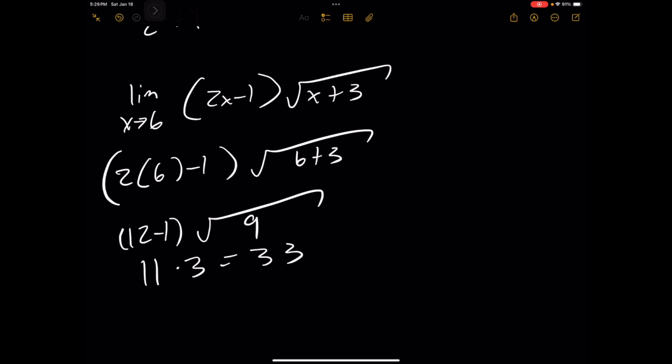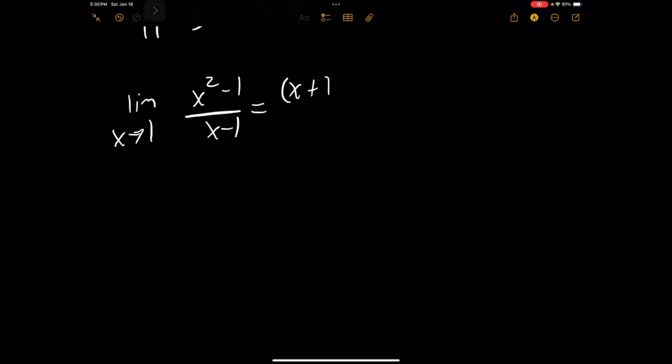Now, what if we can't directly substitute? What if I had a function like this? The limit as x approaches 1 of x squared minus 1 over x minus 1. Well, I can do some algebraic manipulations that we all know how to do to try to make it so that I can plug in 1. So I see that this is equal to x plus 1 times x minus 1, I factor the top, over x minus 1.